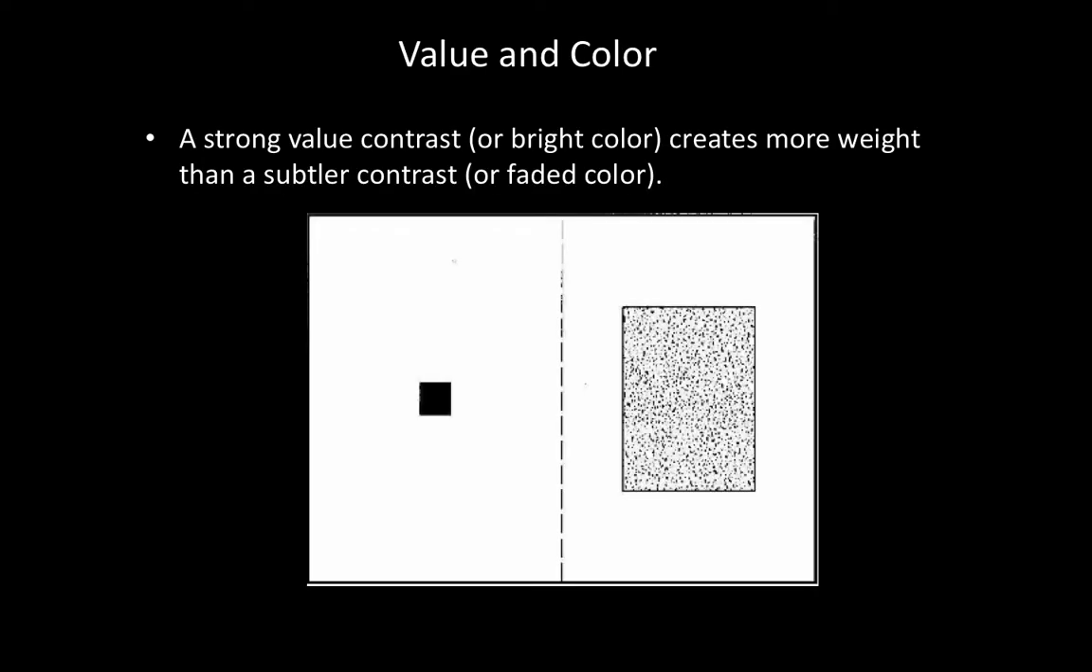Okay, balance. So this is the new information, balance. We want our images to feel balanced. So when you're taking a photograph, think about value and color. If there's a dark color or a really bright color, it's going to take more space than a subtle color. So we see that here. More space, there's a lot of contrast either in color or value.